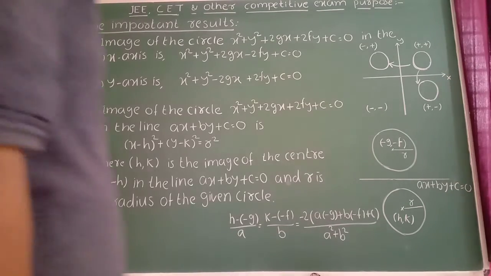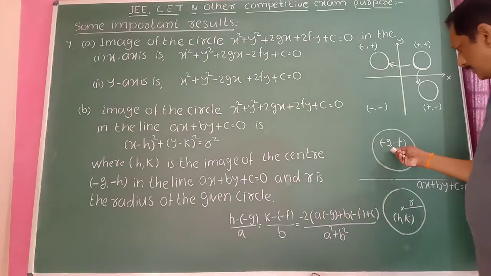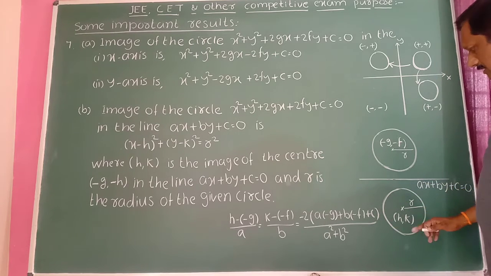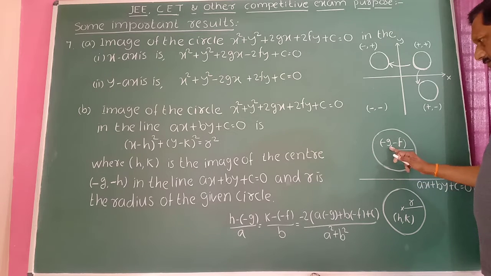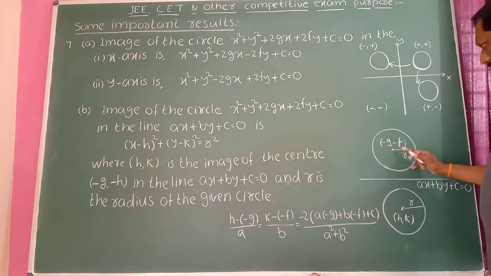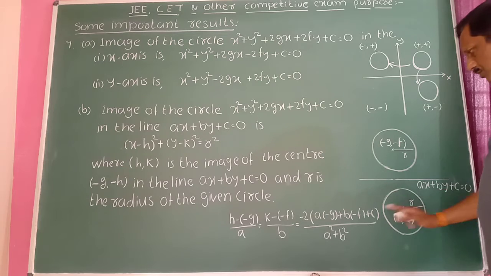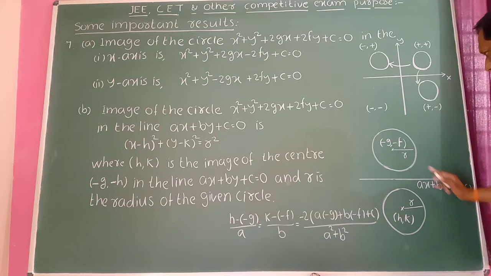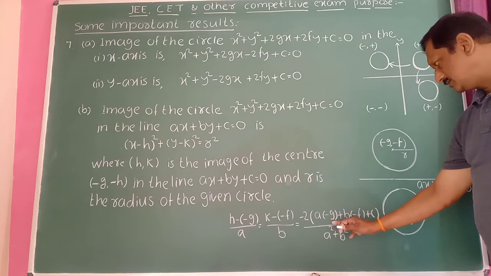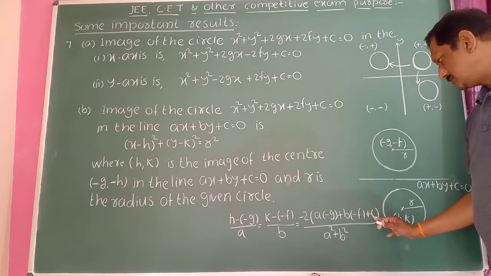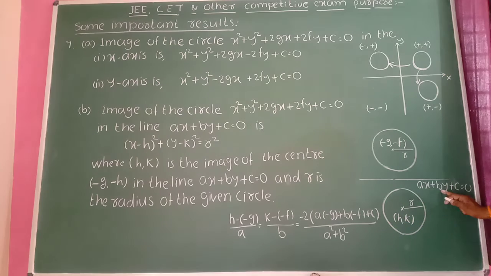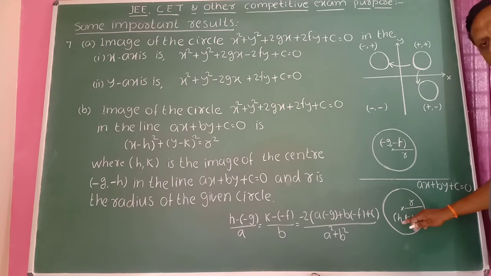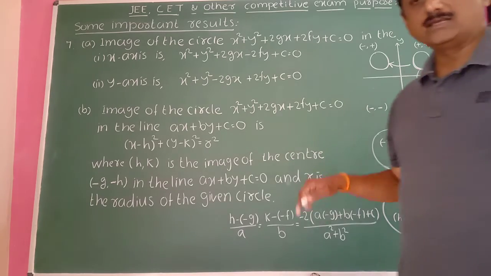Then if you want to find an image of this point h, k on this line, you can use this formula: (h minus x1)/a = (k minus y1)/b = minus 2 times (a x1 plus b y1 plus c) divided by a square plus b square. Replace this x by minus g, y by minus f here. Then if you apply this formula, you will get h and k. Then you can find the equation of the circle here.